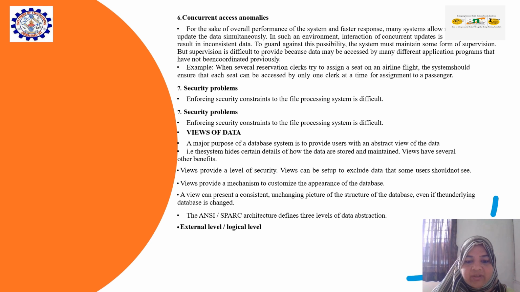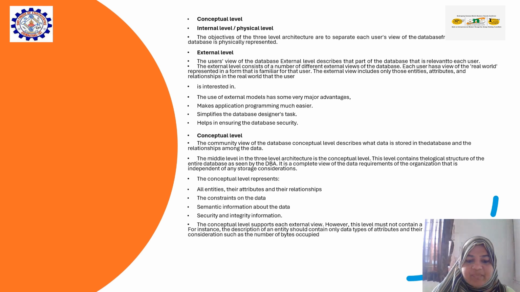We have several other benefits: views provide a level of security and a mechanism to customize the appearance of the database. The ANSI SPARC architecture defines three levels of data abstraction: external level, conceptual level, and internal level. External level is the part of the database which is relevant to each user, which consists of a number of different external views. Each user view has a real world represented in a form that is familiar to the user. Next one is the conceptual level. Conceptual level describes what data is stored in the database and the relationships among them, which is the middle level of the three-level architecture.